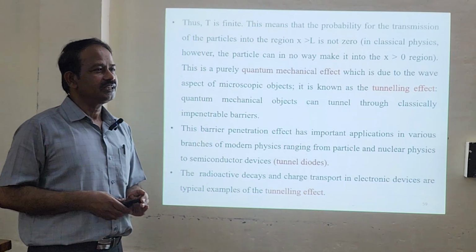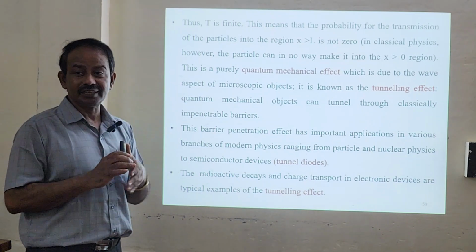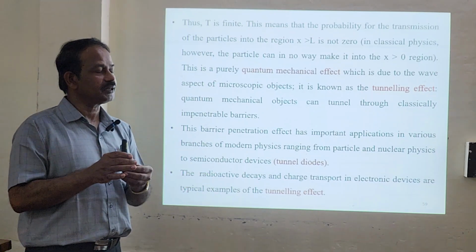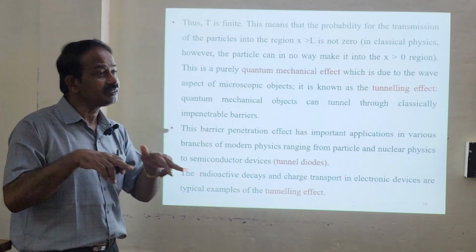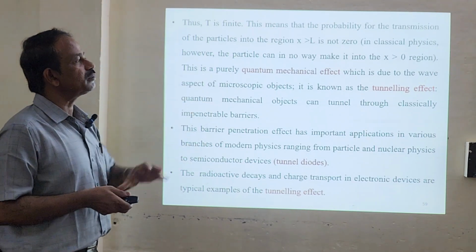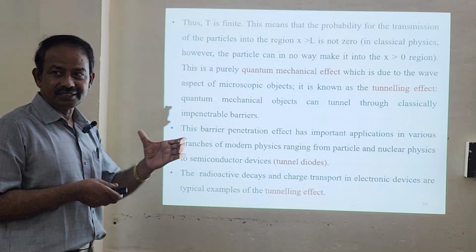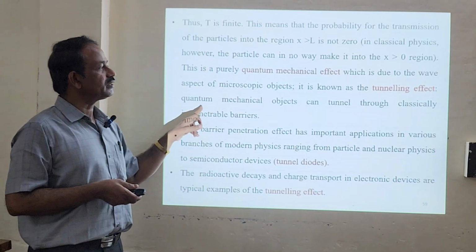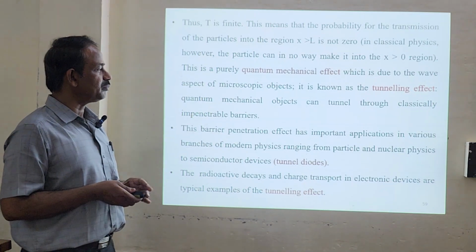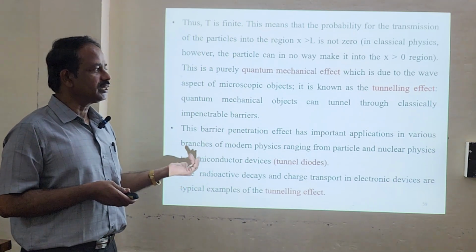So that's the idea. If kinetic energy is less, classically it cannot cross into the barrier. Whereas in quantum mechanics, even if the kinetic energy of the quantum particle is less than the potential energy, it can cross, provided the barrier is very, very thin. This is a purely quantum mechanical effect, due to the wave aspect of the microscopic object. This is known as the tunneling effect, or barrier penetration. Quantum mechanical objects can tunnel through classically impenetrable barriers. This barrier penetration effect has important applications in various branches of modern physics, ranging from particle to nuclear physics.